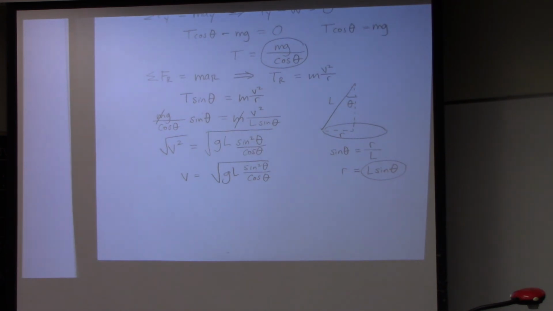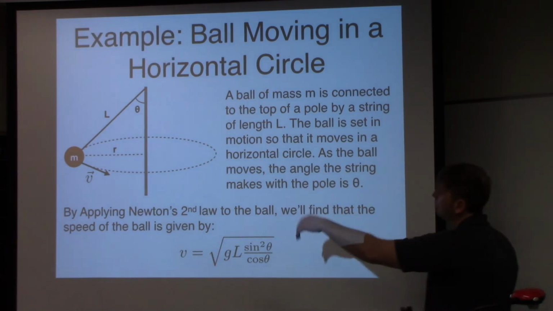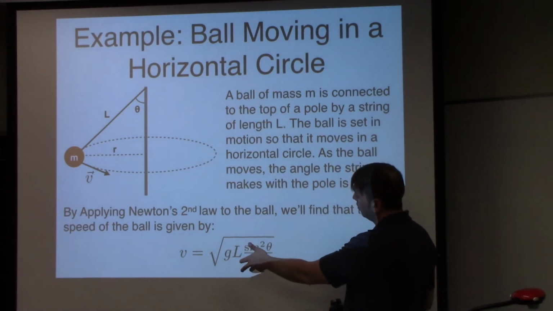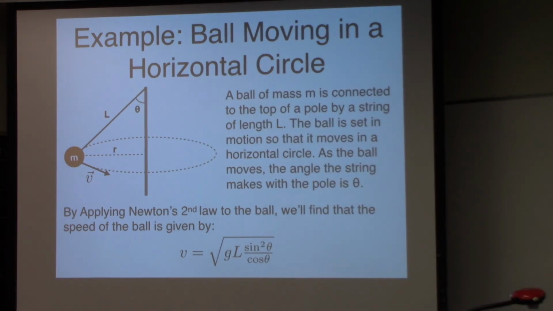So that's the formula that we derived for the speed of this ball. So if we wanted to, we could plug some numbers in, but in this example, I just want to keep it symbolic. And that's how it works. And that's what we have on the slide there. Using Newton's second law, thinking about all the forces acting on the ball, we were able to determine the speed of it: square root of g times L times sine squared theta over cosine theta.